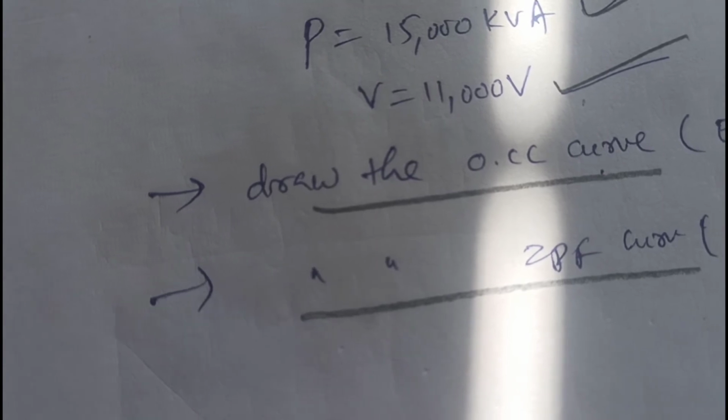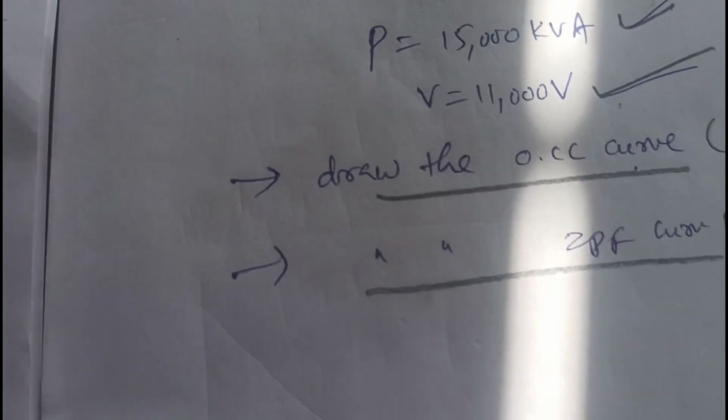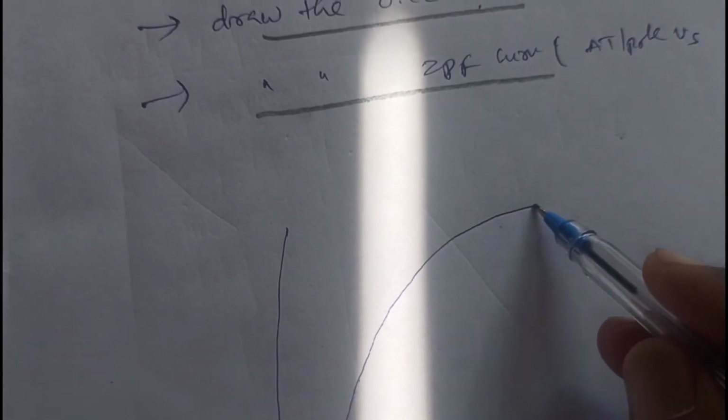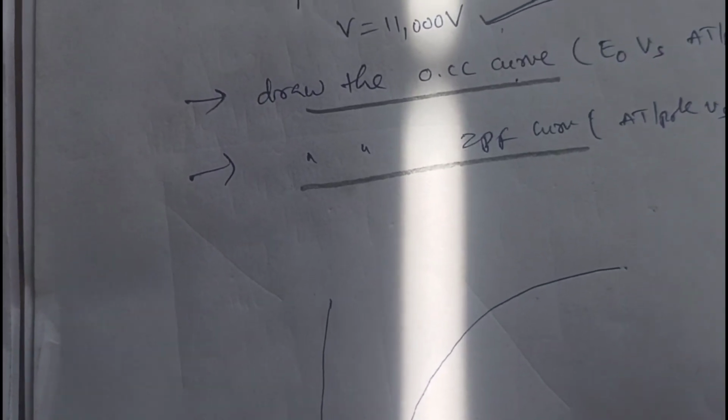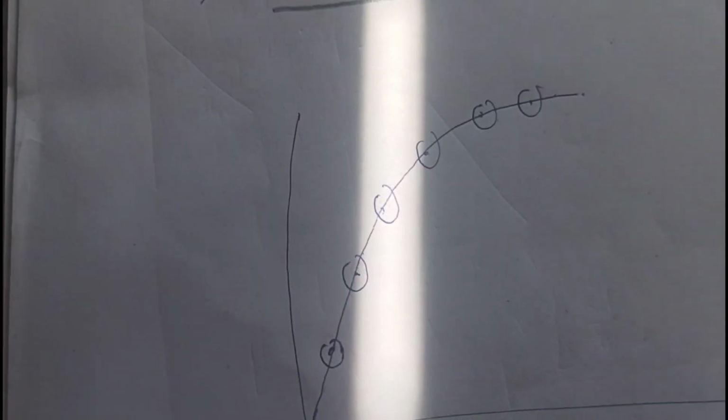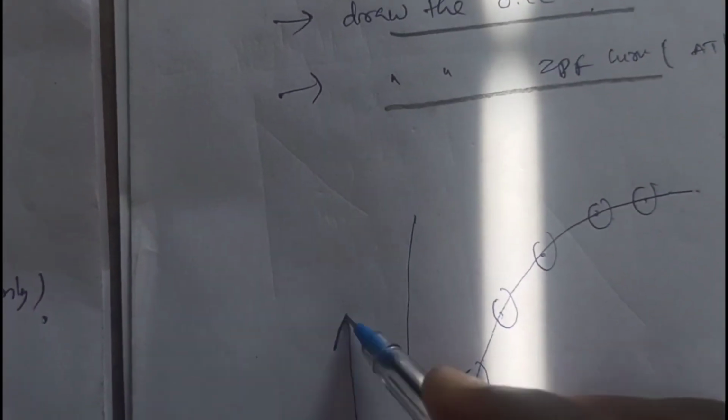First of all, draw the graph. Simply, this is a rough graph. So here, from the values, to draw the ZPF, you got some points. You know the OCC curve simply. So this x-axis indicates the ampere turns per pole. This y-axis indicates the open circuit line EMF in kilovolts.